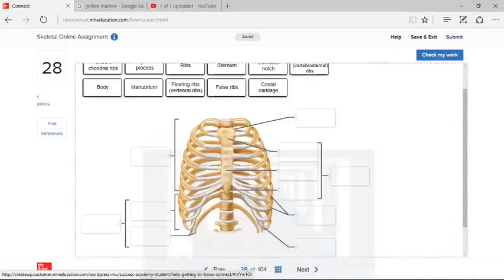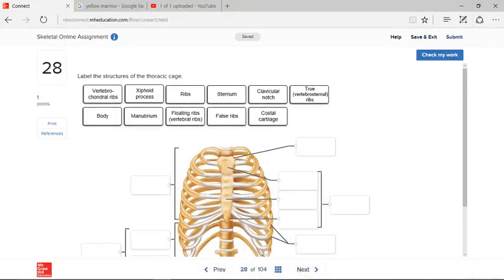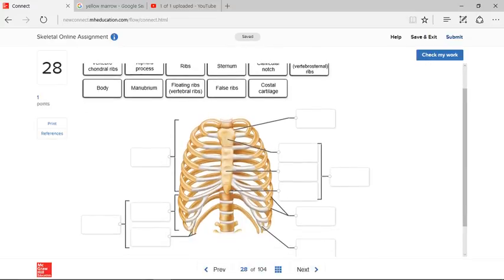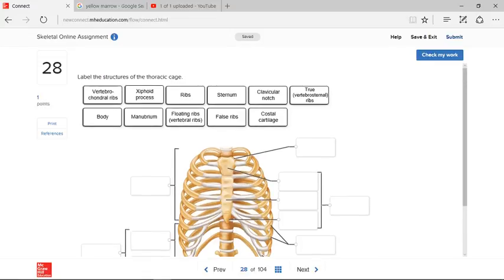There we go. Alright, so the first couple of ribs right there on the top left, we've got the true ribs, because there's hyaline cartilage connecting them to the sternum. So those are going to be called true ribs, the vertebrosternal ribs, right? Because they're on the sternum.